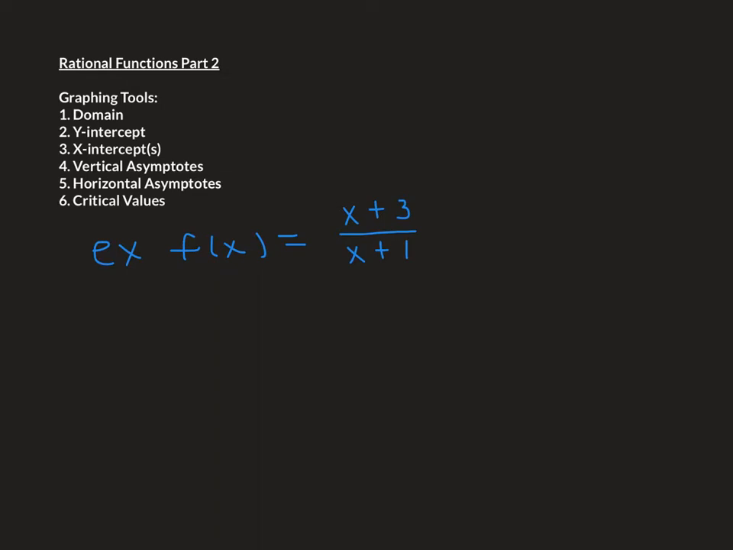We're going to start with the domain, and for the domain, we are interested in what value we want to exclude so that the denominator doesn't equal 0. So we can just take that denominator, x plus 1, and we say that cannot equal 0. We subtract 1 from each side, and then we get x not equal to negative 1.